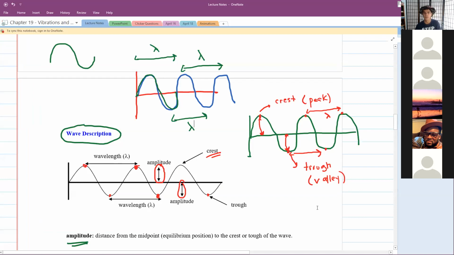Let me just pause real quick. Any questions so far on transverse waves, longitudinal waves, wave description in terms of highest point is peak, lowest point is valley, amplitude is the distance between the middle of the wave to the highest or middle to the lowest, wavelength in a sense is how long the wave is? Just a second, let me see if anybody has any questions.